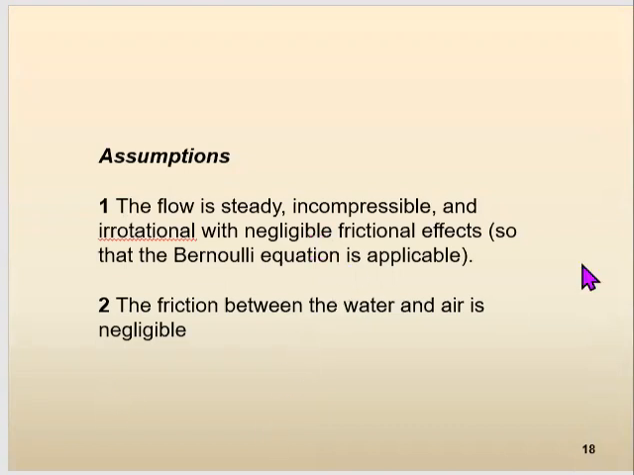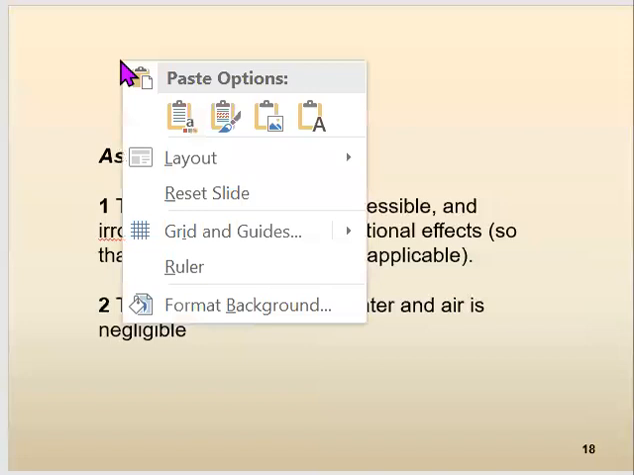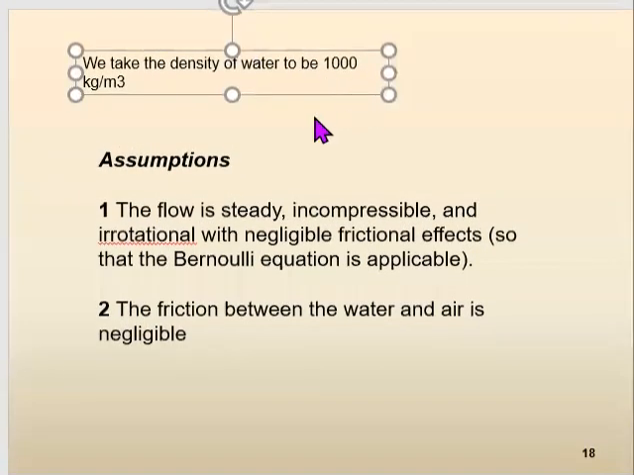Also, for properties, we assume that the water density is 1,000 kilogram per meter cube. So water density is 1,000 kilogram per meter cube.